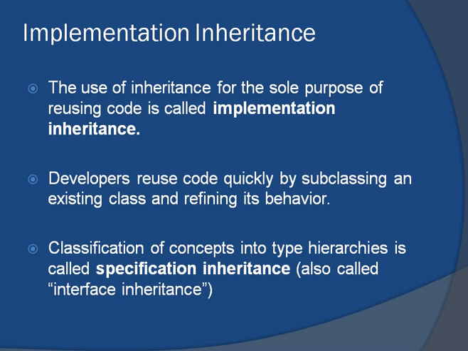Classification of concepts into type hierarchies is called specification inheritance. Implementation inheritance includes reusing the code. Specification inheritance means we are trying to classify the concepts based on type hierarchies, and it is also called interface inheritance.